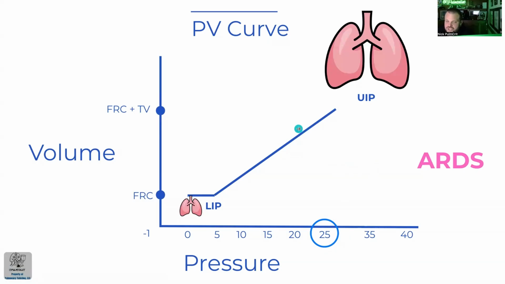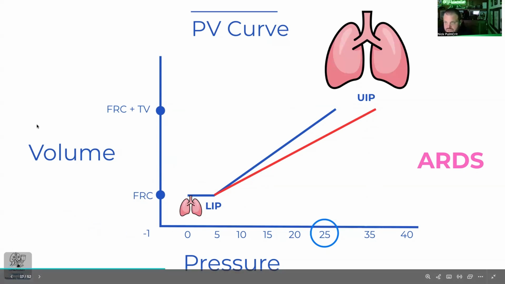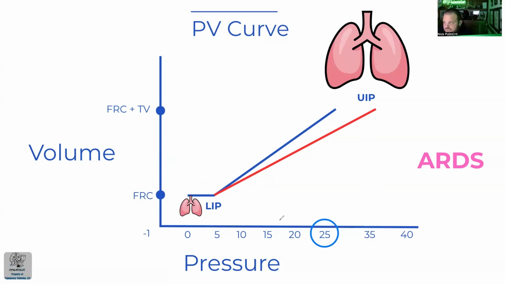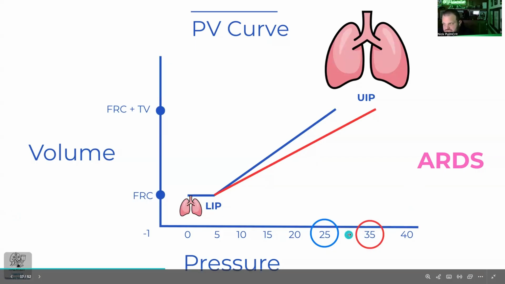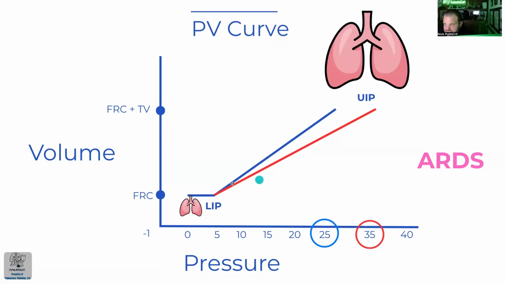Now, if I develop ARDS, what's going to happen to this blue line? The blue line is going to shift downward, because I need more pressure to deliver the same volume. The red is for volume control, okay? So I need more pressure. So now I need 30. So now my plateau pressure is 35. I start at 5 because my compliance went down.